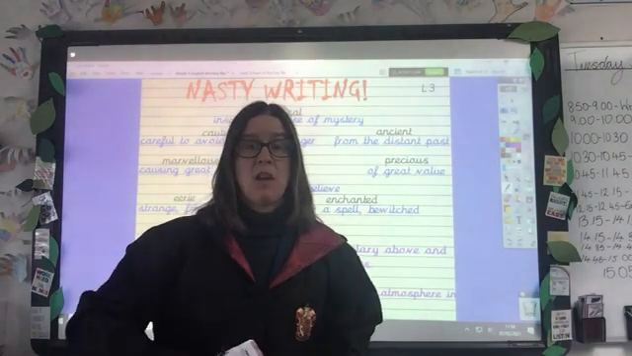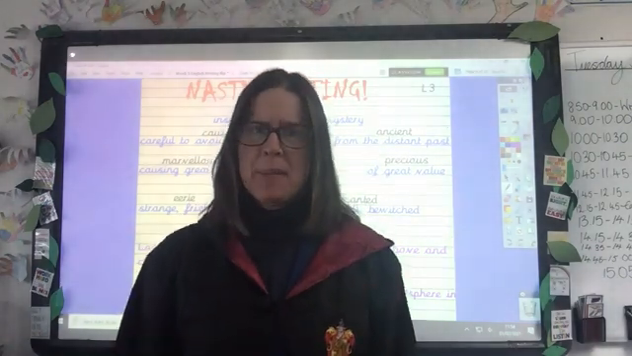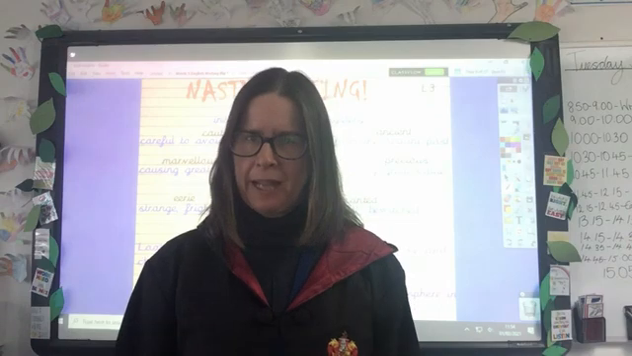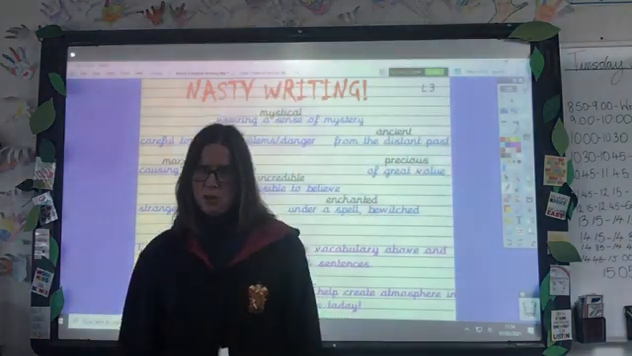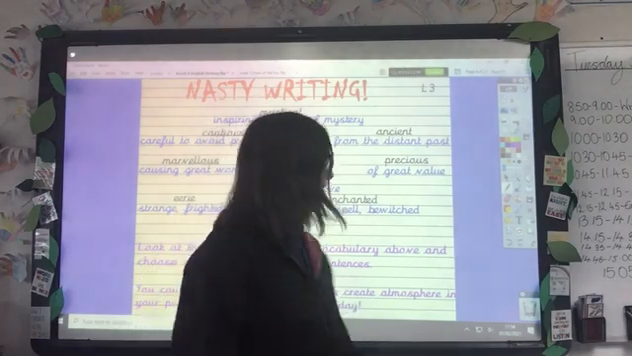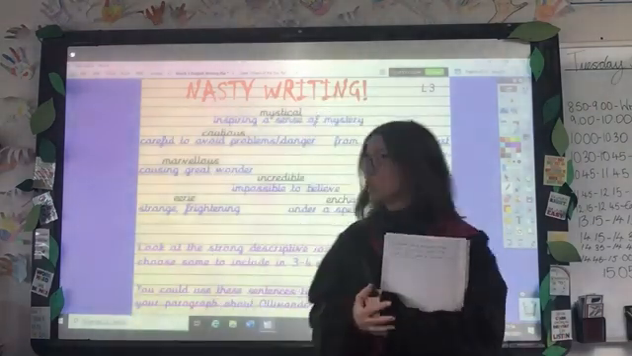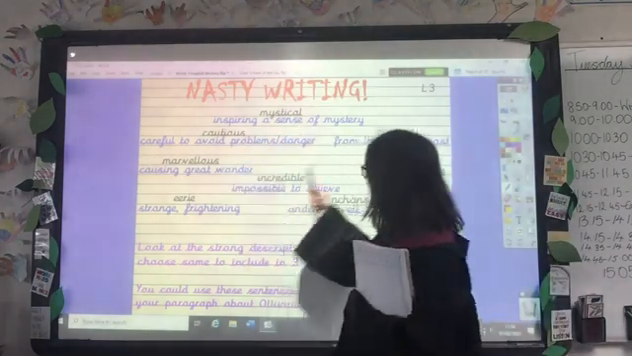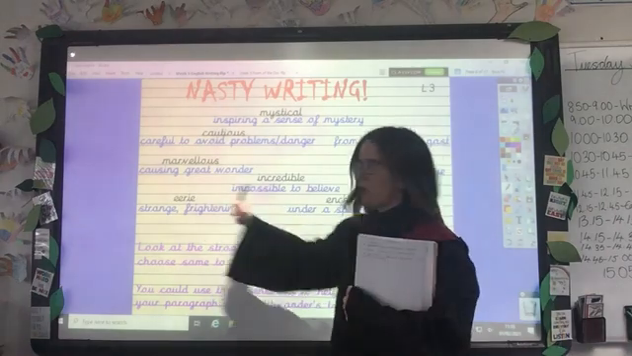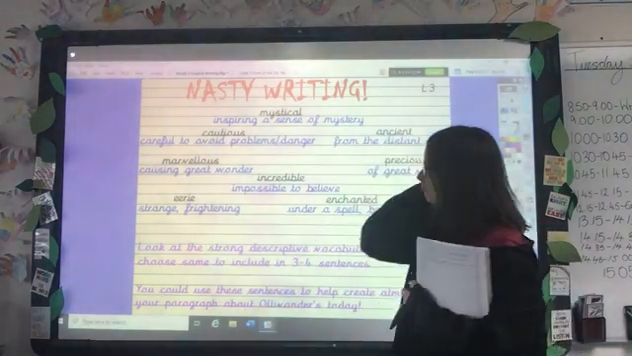Today's the day you get to write the third and final paragraph in your Diagon Alley story. The best one really, because it's about you going into Ollivander's wand shop and choosing your wand or having it choose you. So in Nasty Writing today, I thought it would be quite nice to do something we sometimes do in school where we actually give you some really good, powerful, strong vocabulary that you could use in your writing.